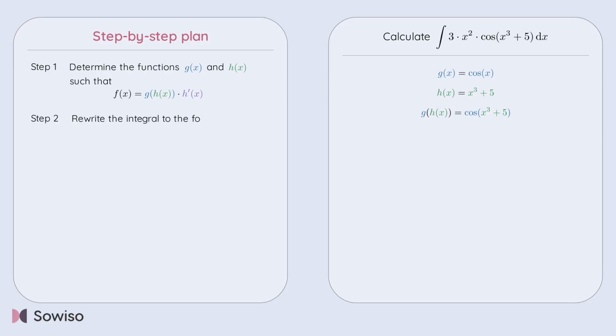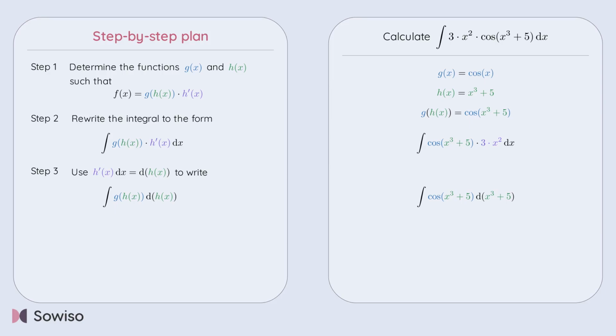Now, in step 2, we rewrite the integral to the form in which we can use the substitution method. We start with the given integral, and see we only need to rearrange the terms to get the correct form. Next, in step 3, we rewrite h prime of x dx to dh of x. Therefore, we get the integral of cosine of x to the power 3 plus 5 d of x to the power 3 plus 5.